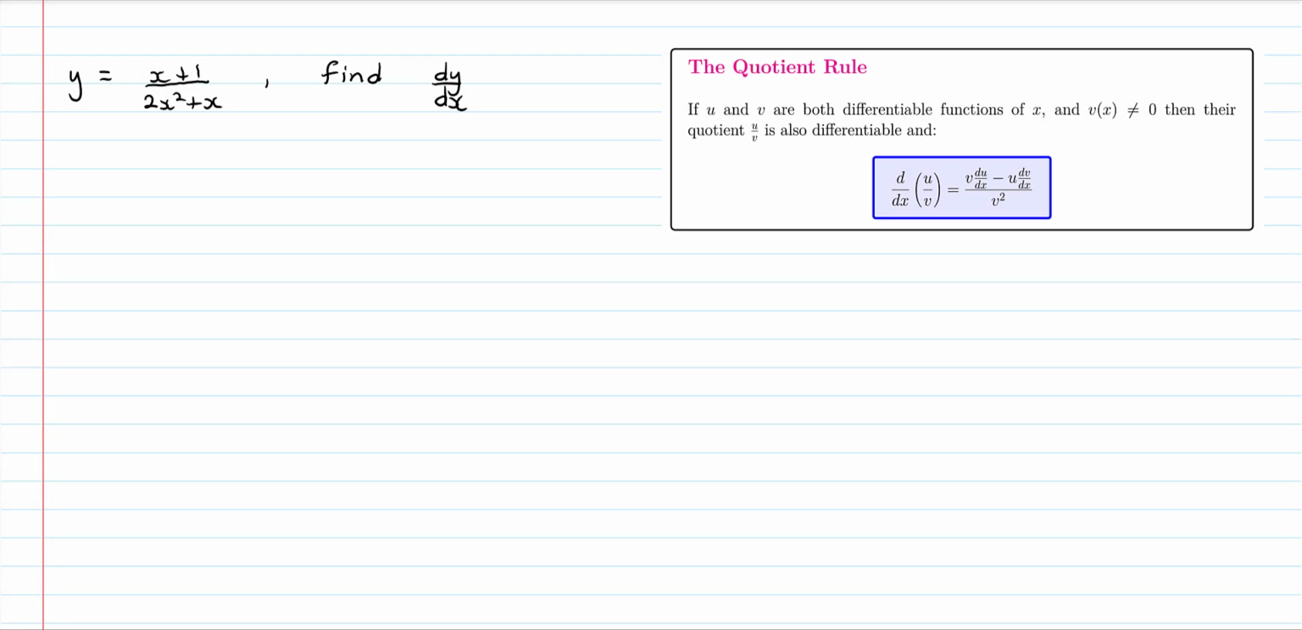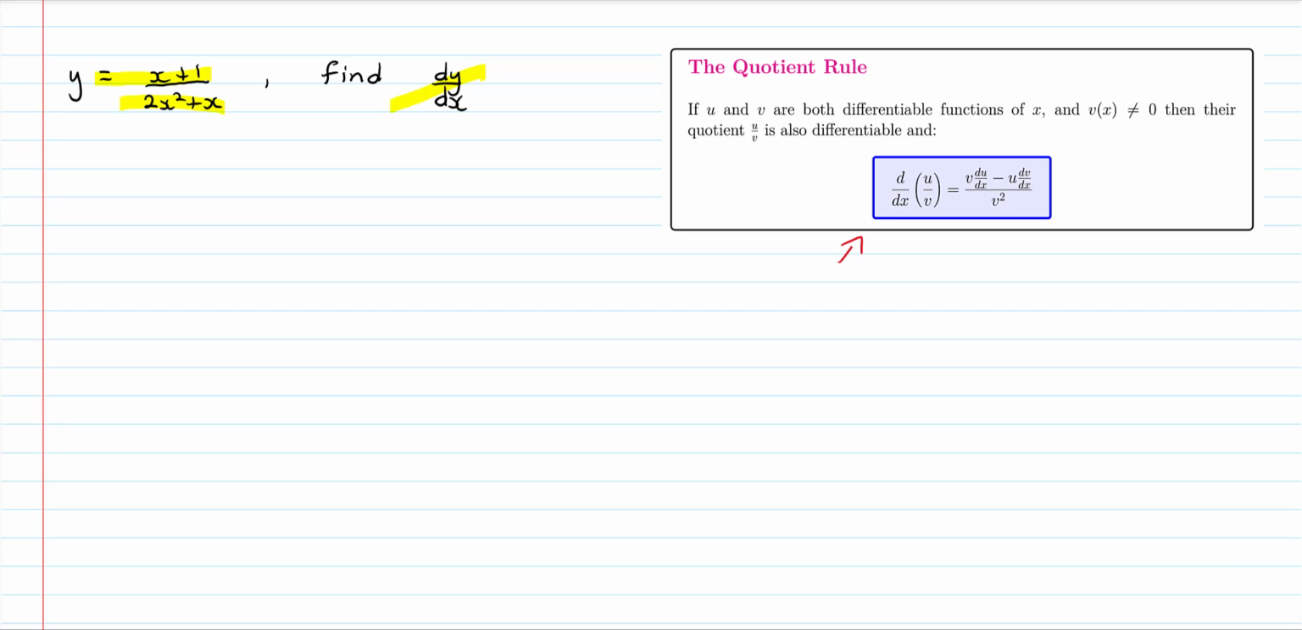In this video, we're going to look at differentiating a function using the quotient rule. So we've got this function here, y equals (x plus 1) over (2x squared plus x), and we need to find dy by dx. So I've got the quotient rule written out in this box here.